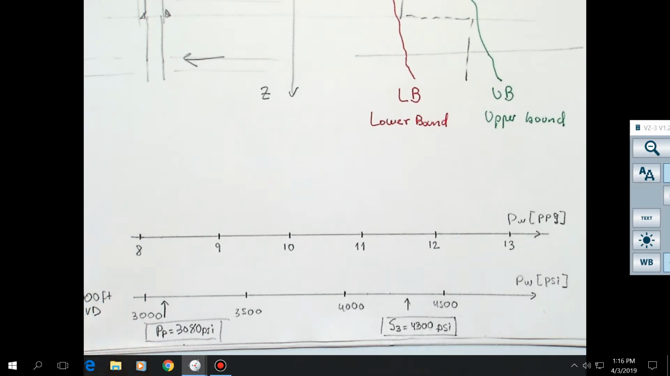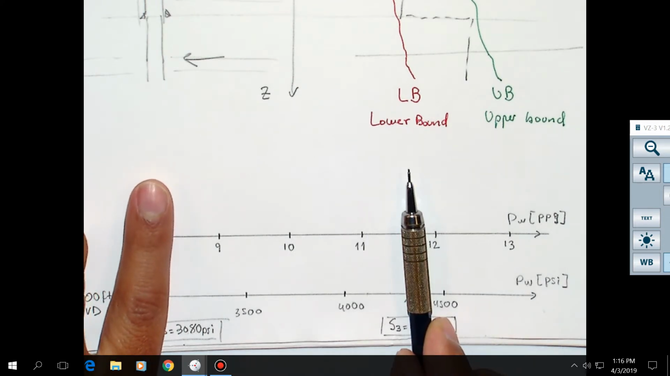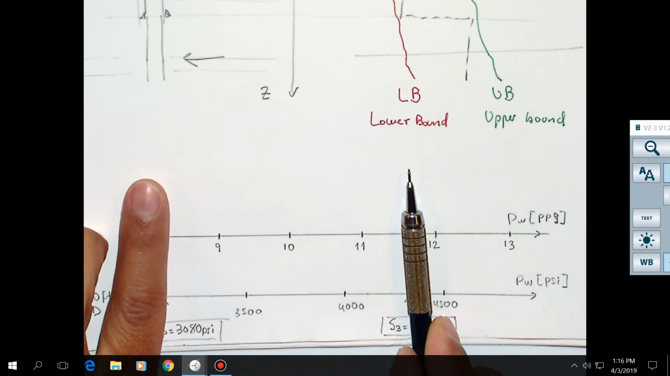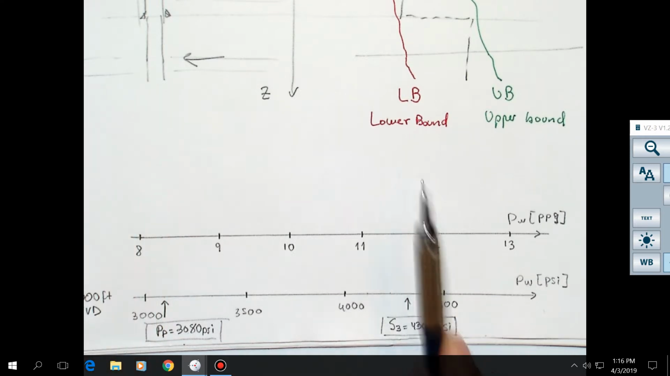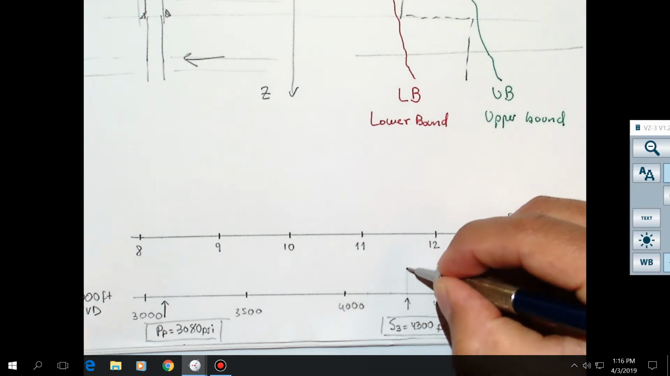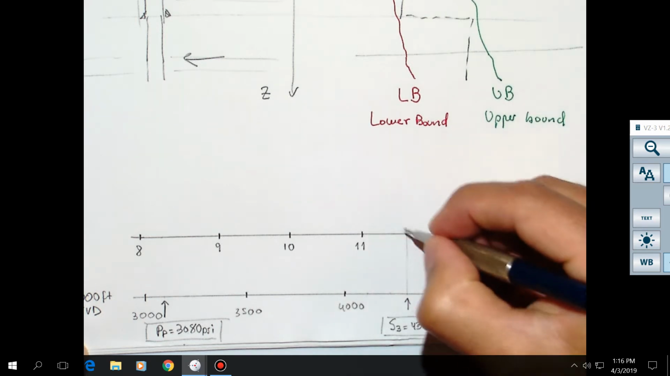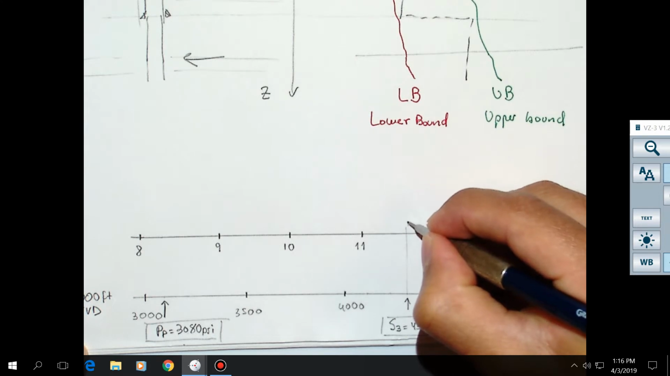So now we know that more or less our window should be somewhere over here, okay? But we're going to constrain that a little bit more. And for that, we're going to use what we computed last class. And first of all, we computed the breakdown pressure. And the breakdown pressure was 4,320 psi. So just a little bit larger than S3.